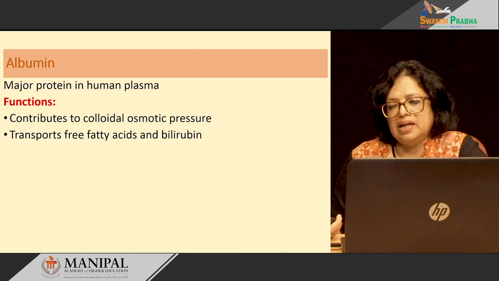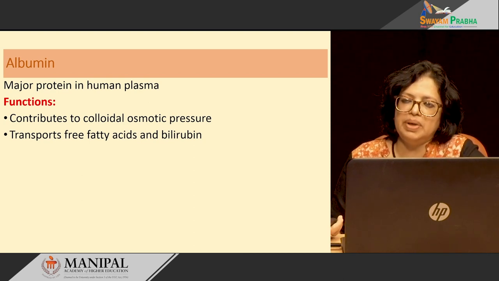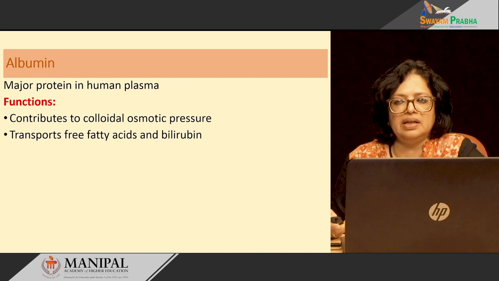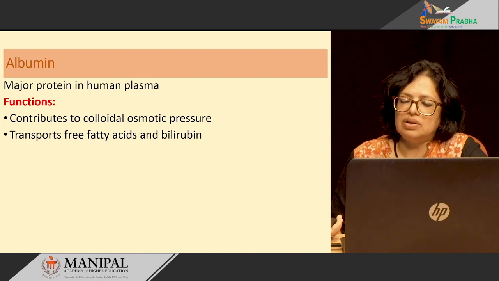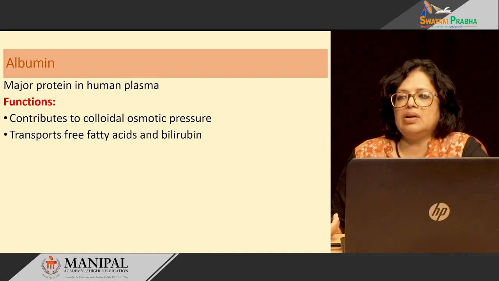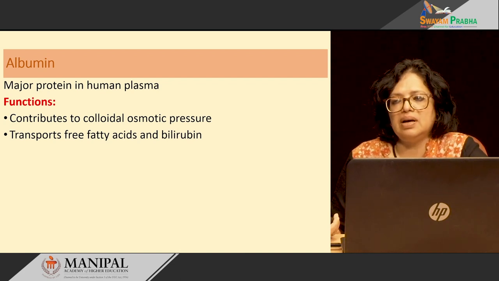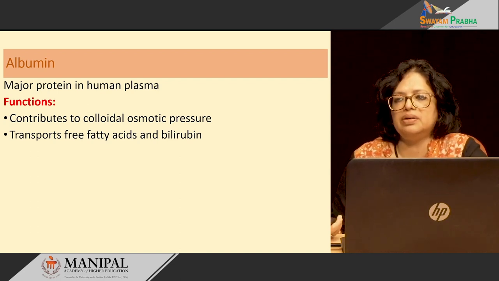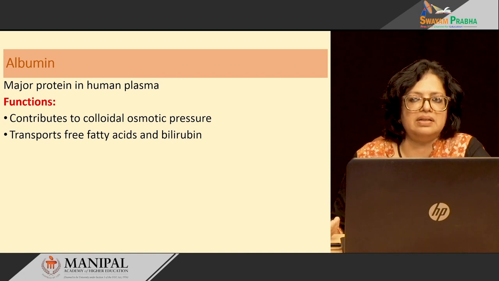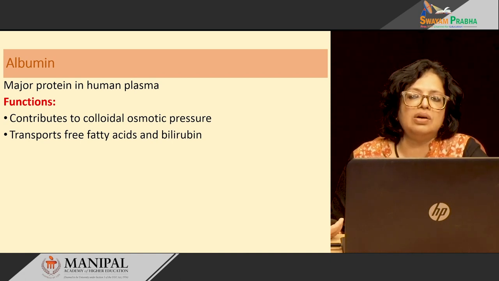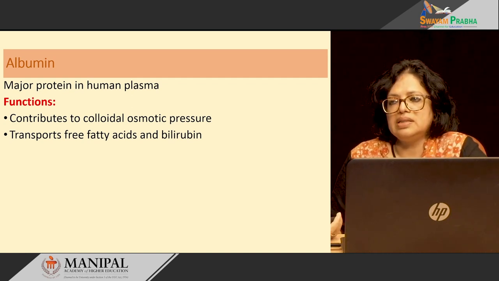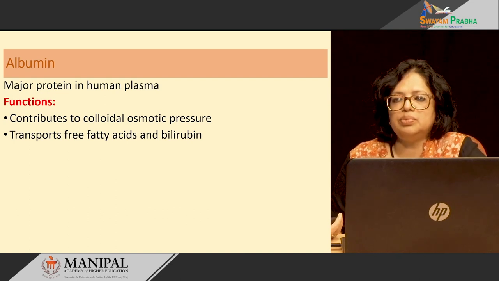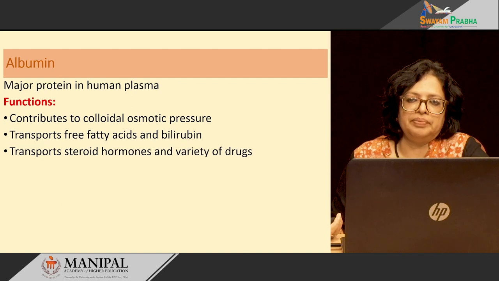Albumin transports free fatty acids, and the fatty acids being hydrophobic, they need a protein to which they have to bind, otherwise they cannot be transported in the blood. So, albumin takes on the role of transporting fatty acids. It also binds to bilirubin, which is a toxic compound formed from the degradation of the heme part of hemoglobin. And bilirubin, if it increases above 20 milligram per deciliter, we know that it causes kernicterus, causes convulsions in the brain and can cause death. So, albumin takes care of bilirubin, it binds to bilirubin and transports it to the liver for detoxification.